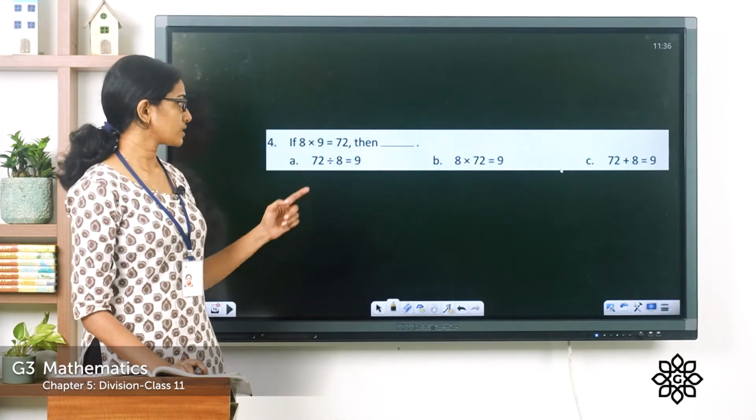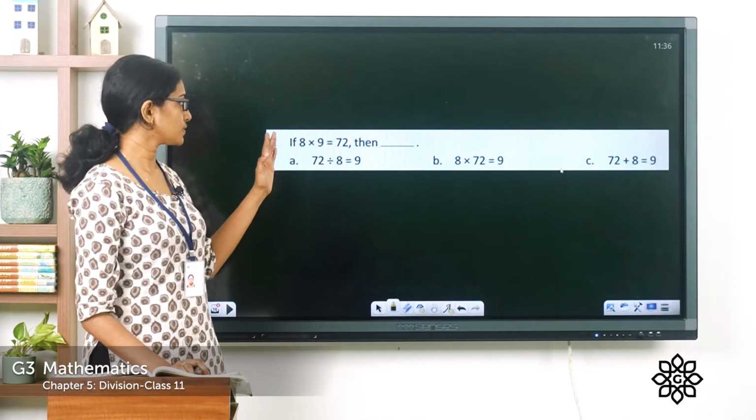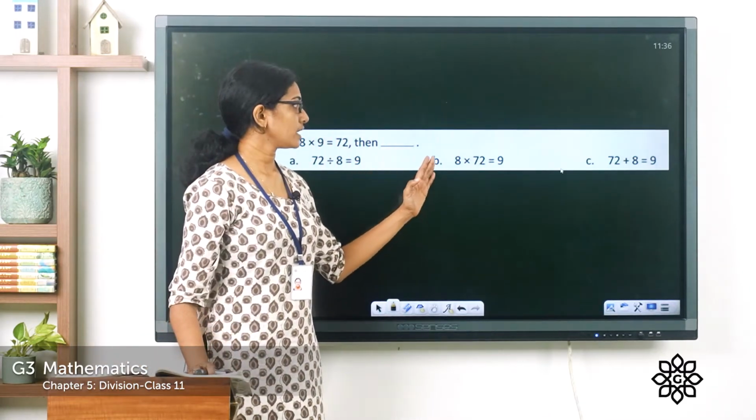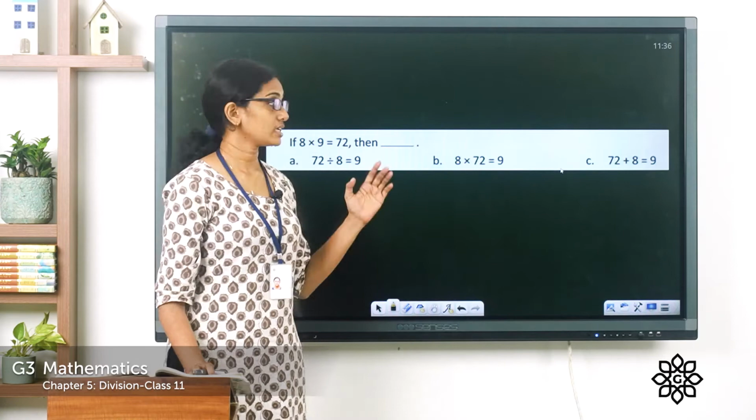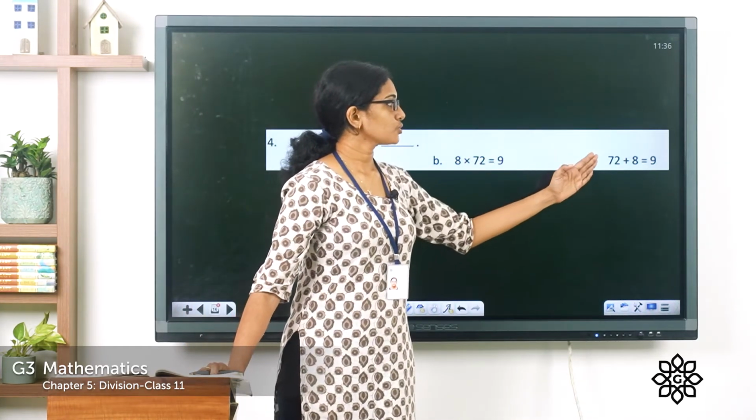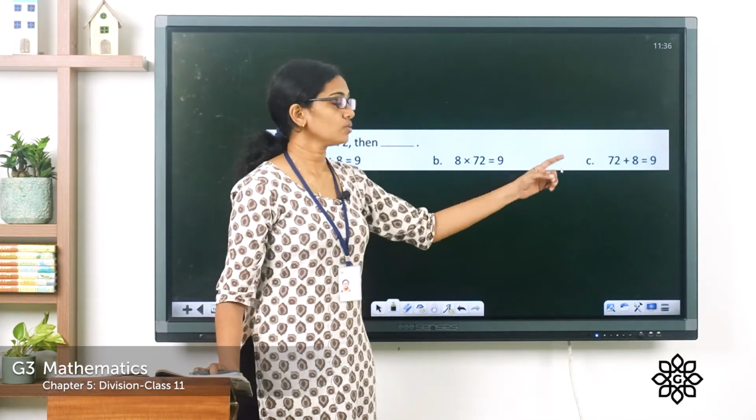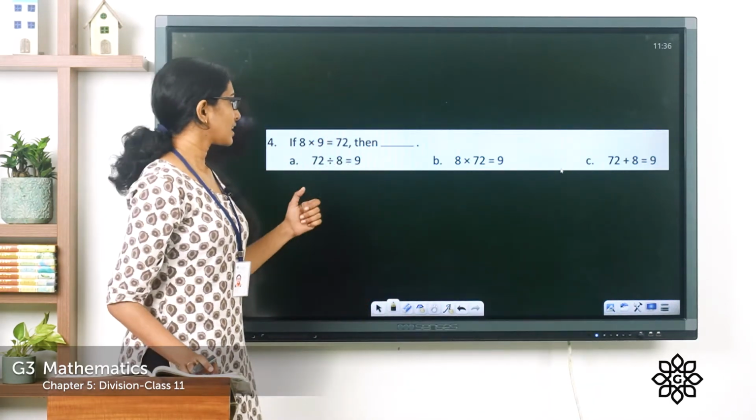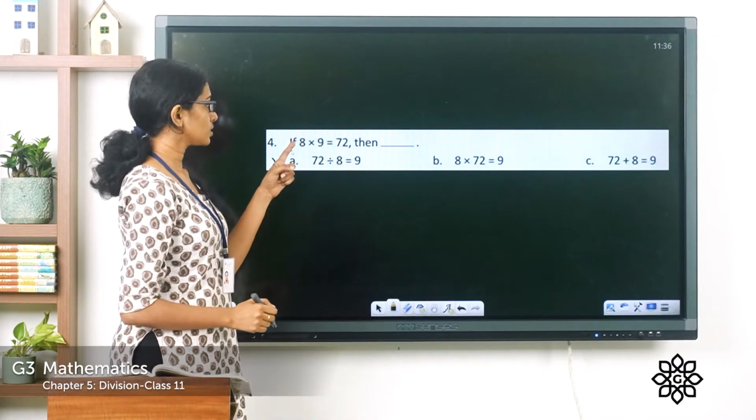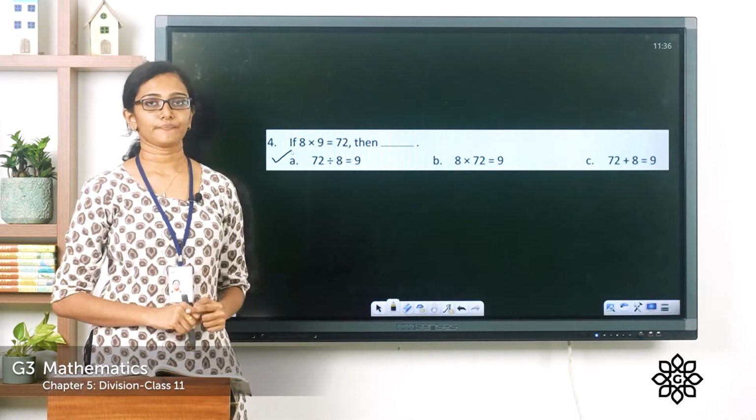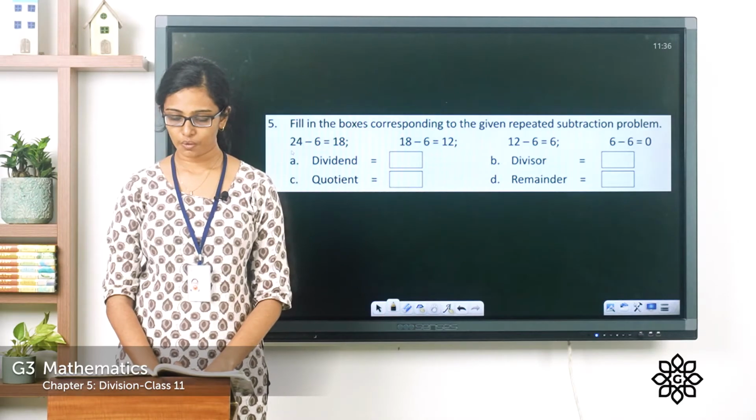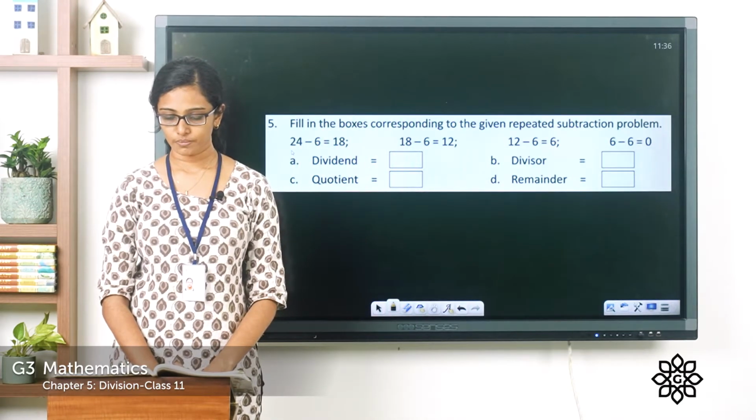So one division fact is already given here. So that is a correct choice for this question. Let's look at the other choices as well. The choice B, 8 into 72 is equal to 9. Is 8 into 72 equal to 9? No. And what about C? 72 plus 8 is equal to 9. Is that true? That is also false. So the correct choice here is: 8 into 9 is equal to 72, then 72 divided by 8 is equal to 9. Clear?